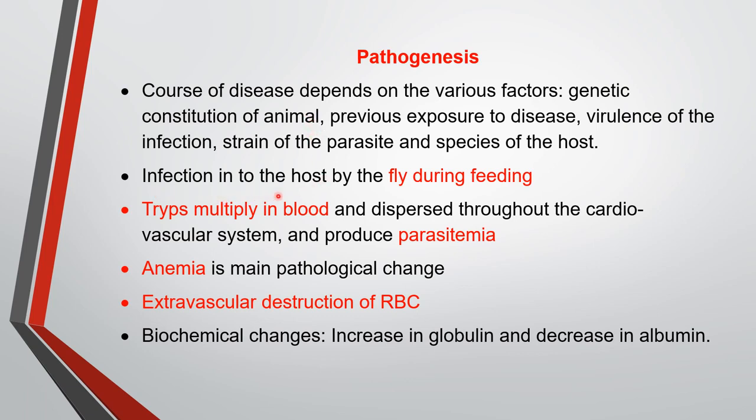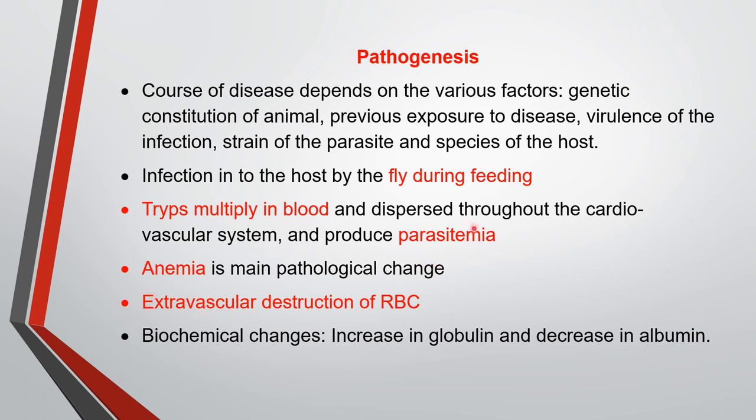The infection into the host is by the fly during feeding. When the fly feeds on an infected animal, it carries the infection mechanically. The trypanosomes multiply in blood, and these trypanosomes are dispersed throughout the cardiovascular system. Soon they are distributed into the whole vascular system, and there is parasitemia.